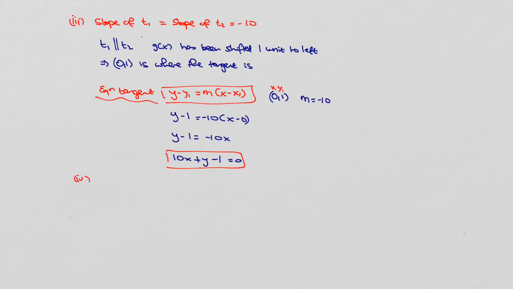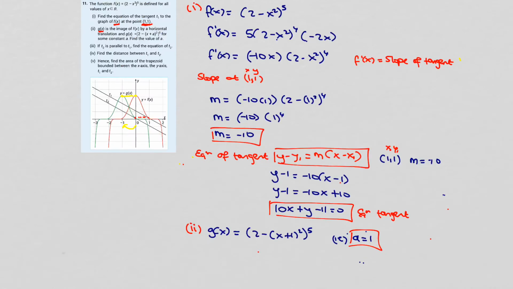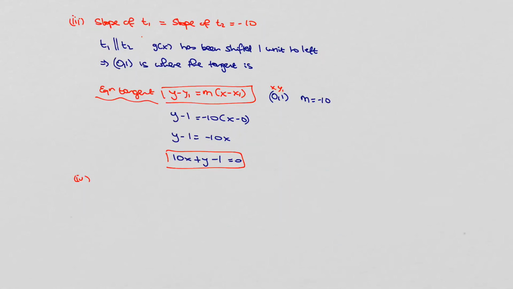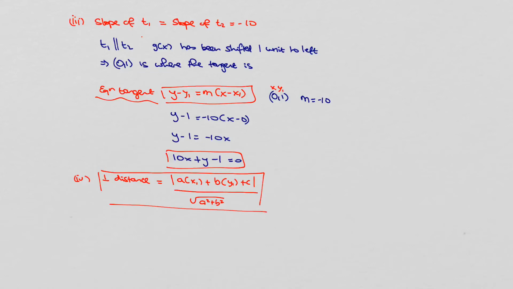Okay, so part 4 then says find the distance between t1 and t2. So if we want to find the distance between two parallel lines, well, we normally get the perpendicular distance. And our perpendicular distance formula is the absolute value of a times x1 plus b times y1 plus c, all over the square root of a squared plus b squared. So this question is a really nice revision for our coordinate geometry of the line.